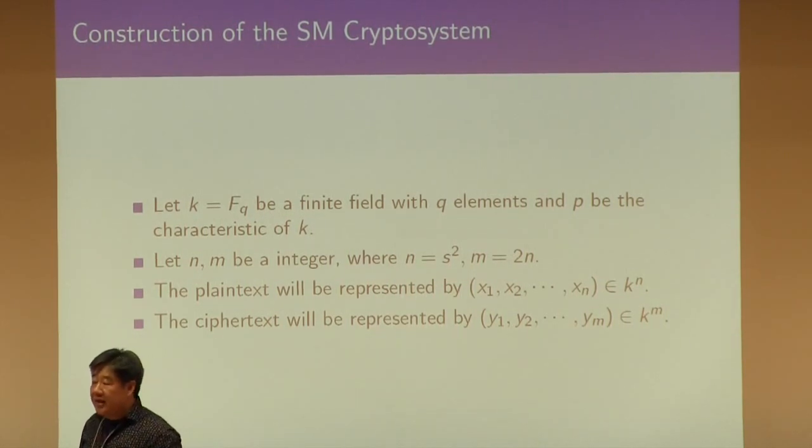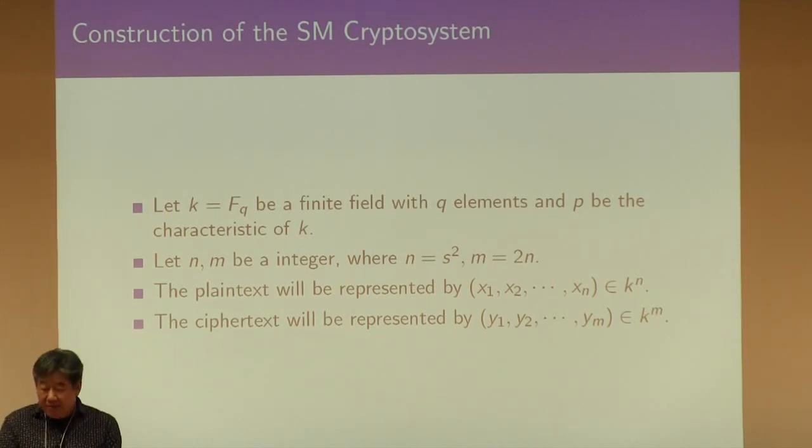Okay, so n here has to be a square because we're using square matrices, and m is 2n, which means this is a map from n variables to 2n variables. So this is a system with 2n equations and n variables. Okay, and again, the key thing is the central map.